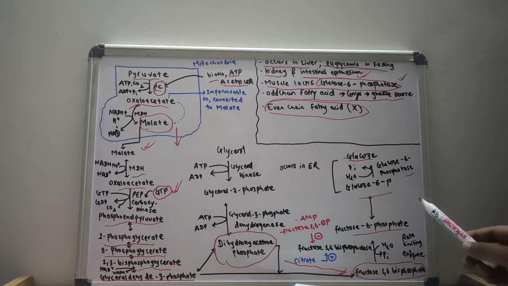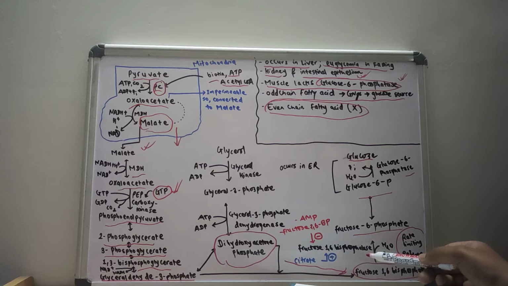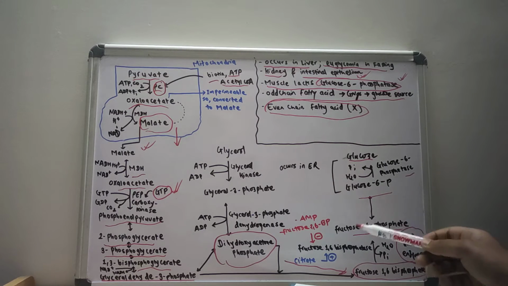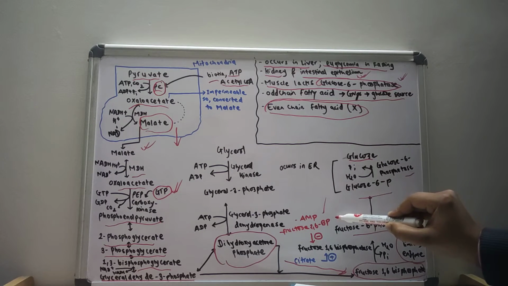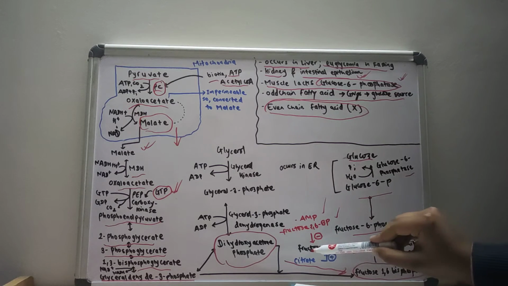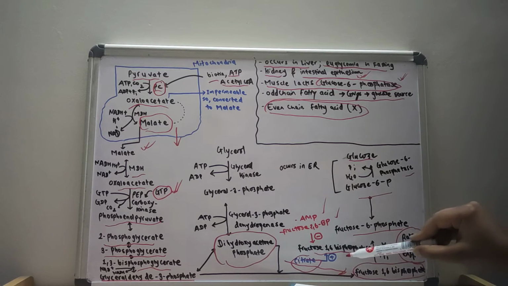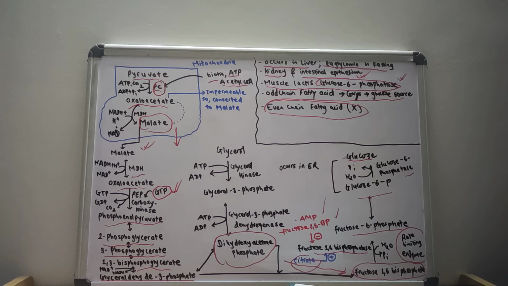And another is the rate limiting enzyme. The rate limiting enzyme is also regulated. The fructose 1,6 bisphosphatase is regulated. Mainly AMP and fructose 2,6 bisphosphate inhibit the enzyme fructose 1,6 bisphosphatase, whereas citrate activates the enzyme fructose 1,6 bisphosphatase. So these are the main regulatory steps you should know. This is the main thing you have to know in gluconeogenesis from the pyruvate.